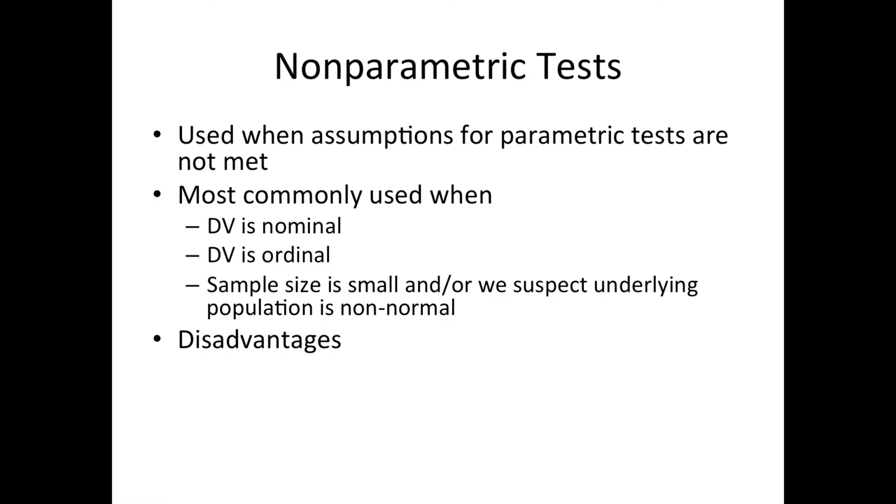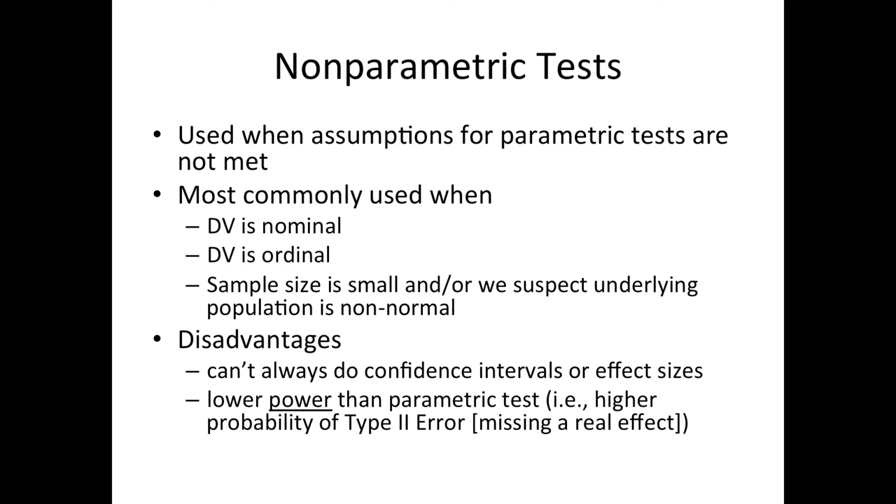There are some disadvantages to using non-parametric tests. For one thing, we can't always calculate confidence intervals or effect sizes, although I'll show you one effect size measure for chi-square that we'll work through today. And also, they tend to have lower power than parametric tests. In other words, we have a higher probability of making a type 2 error when we use non-parametric tests versus parametric tests. So they're not as good at detecting real effects. But sometimes we have to use them.